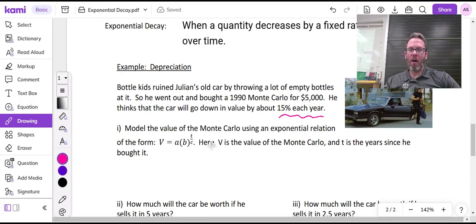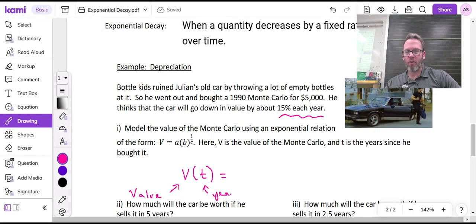So let's make a model. Now I'll use V of t. I know it says V equals there. I'll use V of t. V, we'll just say V for value. You can use whatever variable you want. It should make sense. And t here is time, but this question, it's in years.